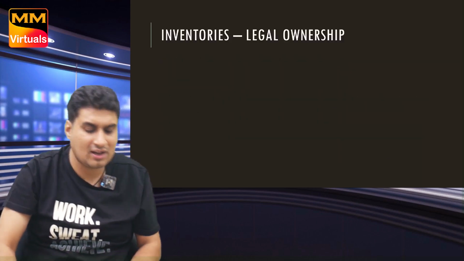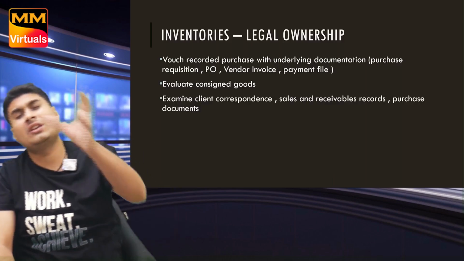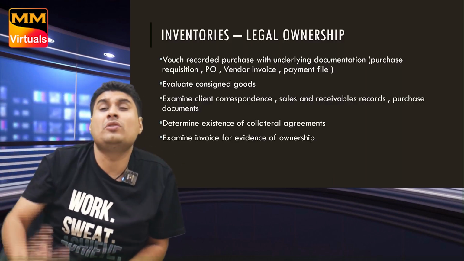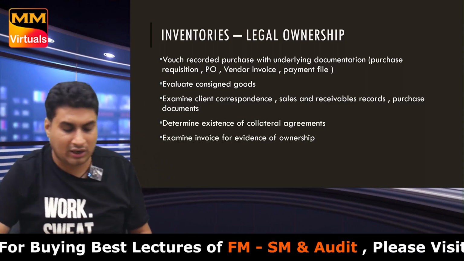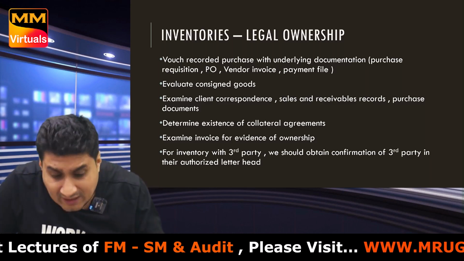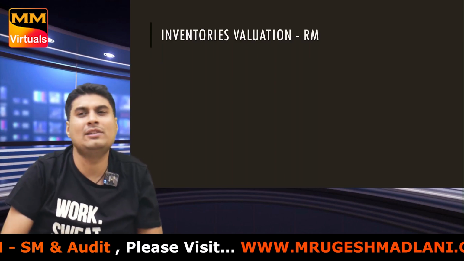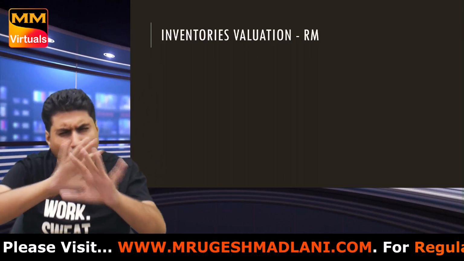Ownership: inventory should be in our name. Consigned goods, if others' goods are kept, don't include them. Collateral agreement: you have given inventory as security to a third person for a loan, etc. Examine the invoice. For inventory kept with a third party, take confirmation. Inventory valuation, divide into two parts, RM, WIP, FG, all simple.